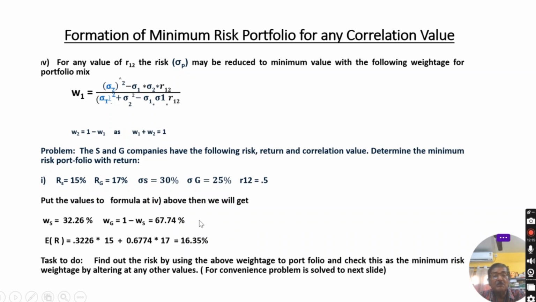How will I prove the risk is minimum? If you change the proportion, then you will see the risk will be more. That I will show you later. And the expected return for this proportion of investment will be this. Now I am going to show you the detailed calculation with the help of this value.